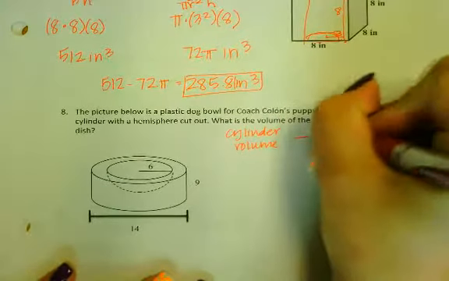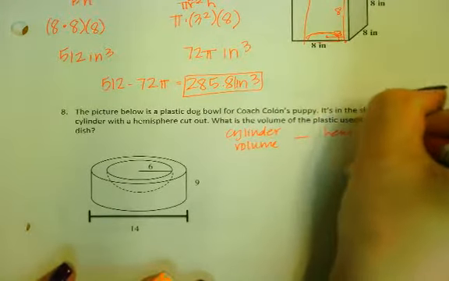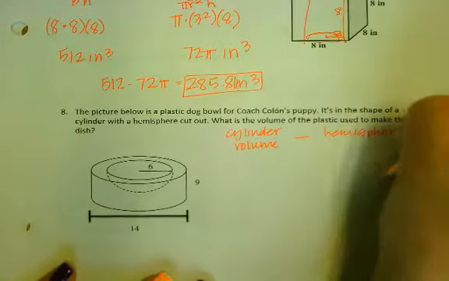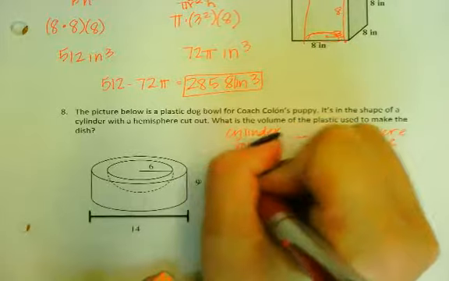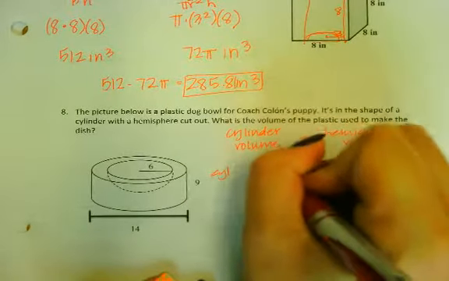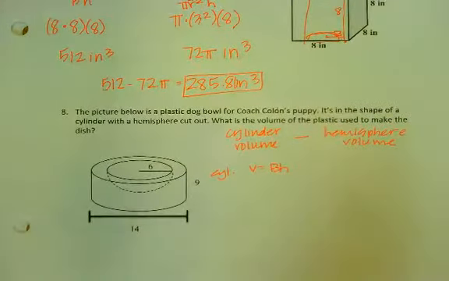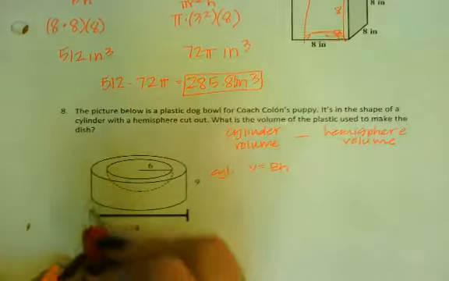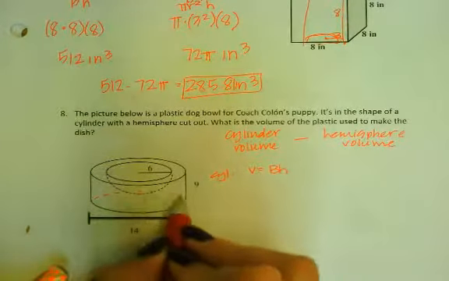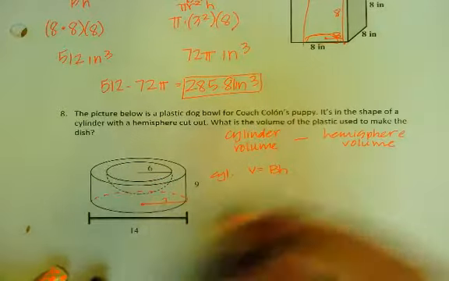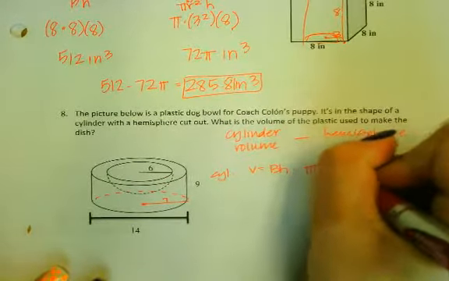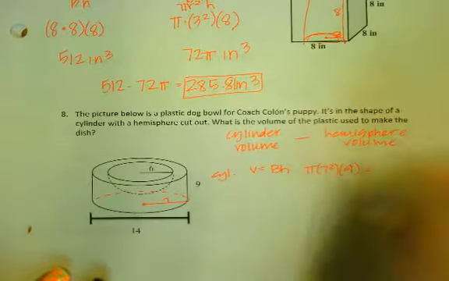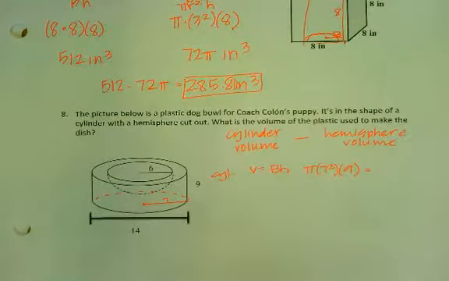Okay, so let's work on the cylinder volume first. Okay, you have volume equals capital B times H. Okay, what is the radius of my cylinder? 7. What is my height? Okay, so leaving that in terms of pi, what do you get? 441 pi units cubed.